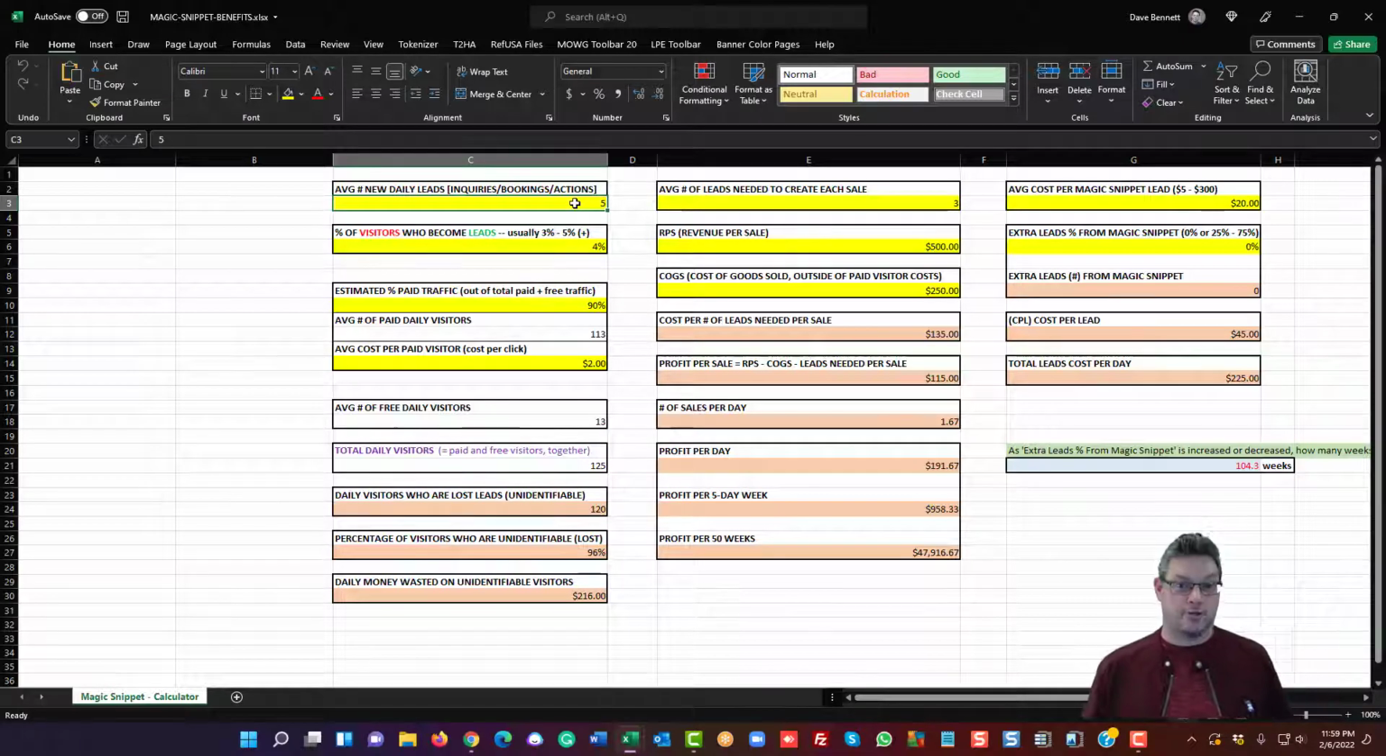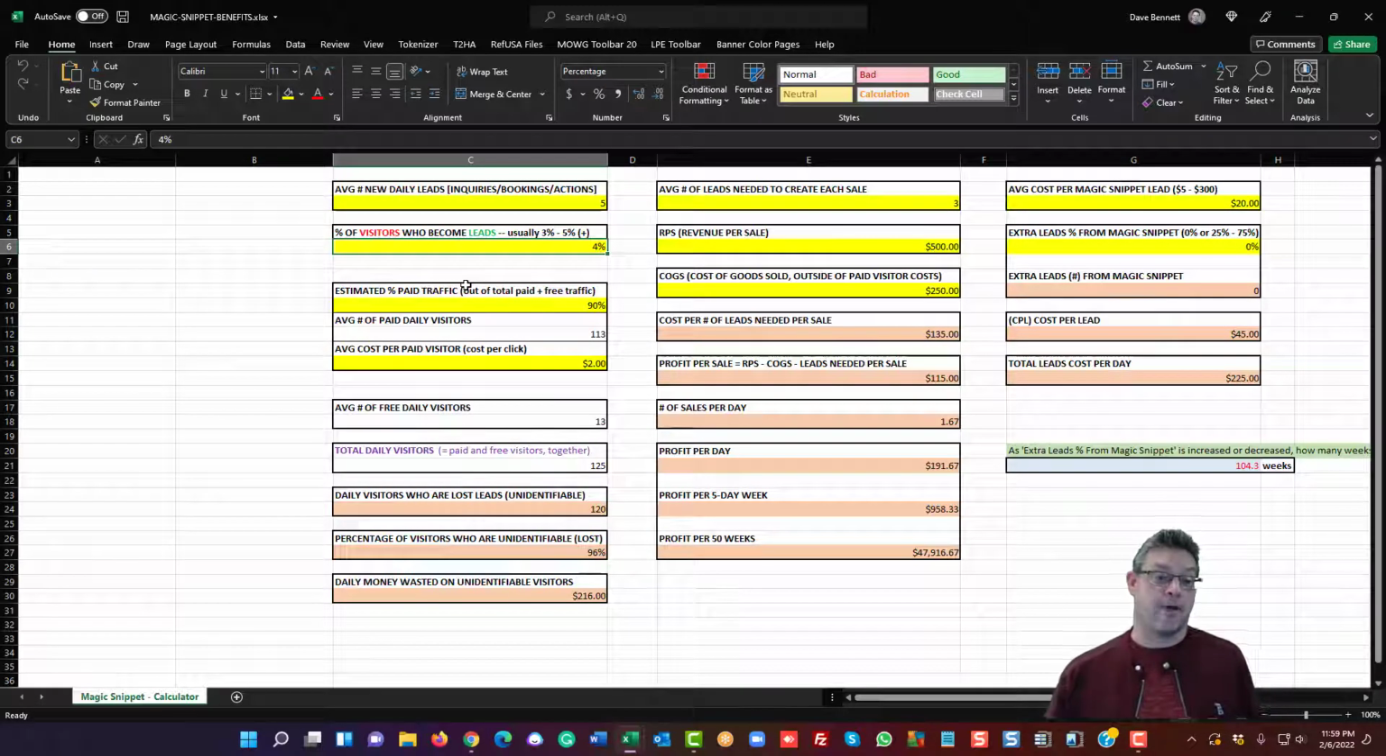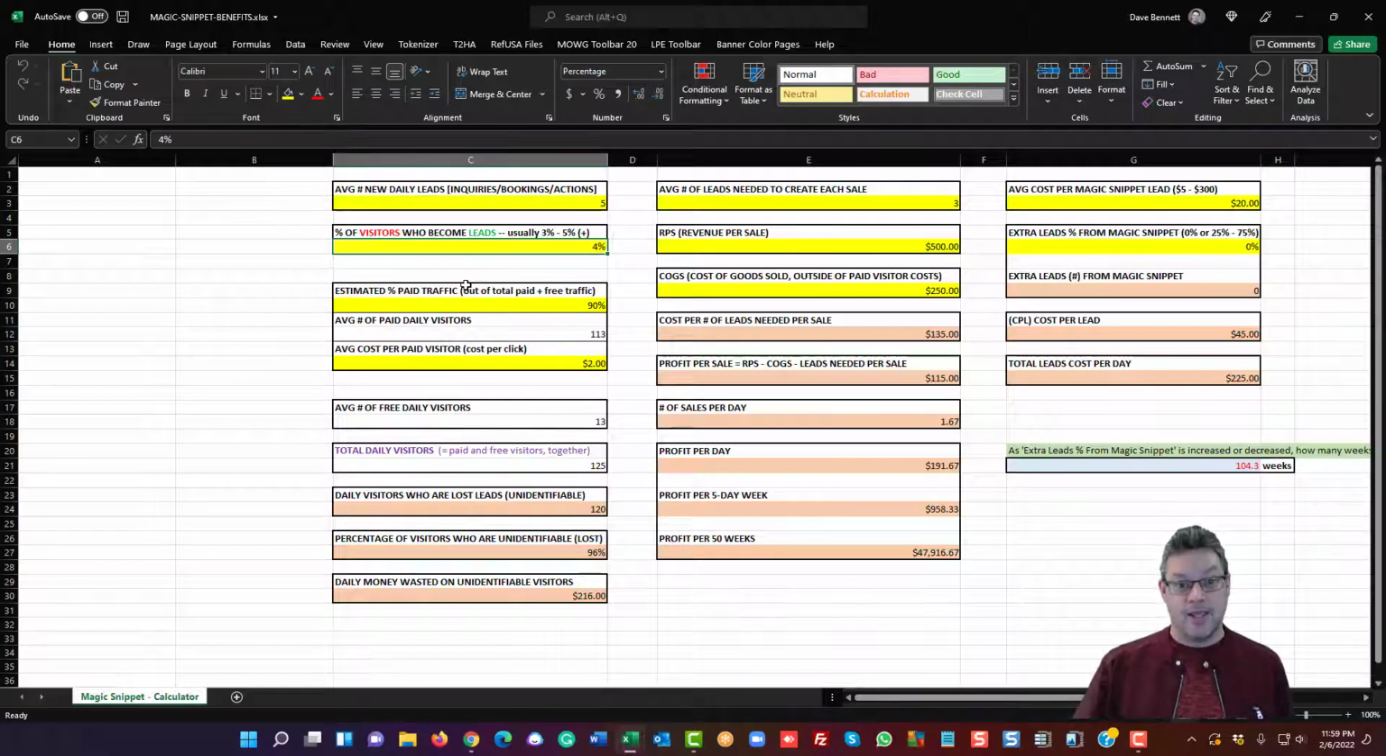I don't care what numbers you put in because this calculator works for everyone, big and small. So put in any numbers you want, okay? Let's say you get 5 new inquiries a day, or bookings, or 2 inquiries and 3 bookings, whatever it is, right? 5 of that kind of conversion action, 5 leads. Okay, now, of the visitors who become leads, what is the percentage of them? In other words, if you got 5 leads a day, does that mean 5 people a day came to your website and 100% of them converted?